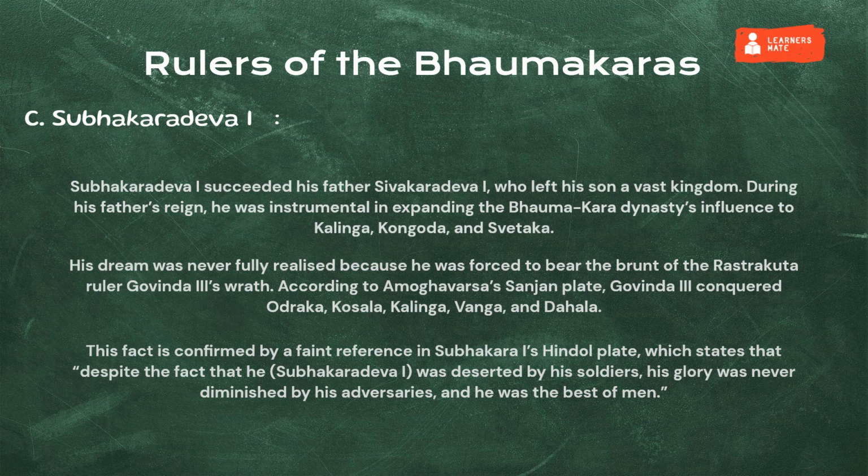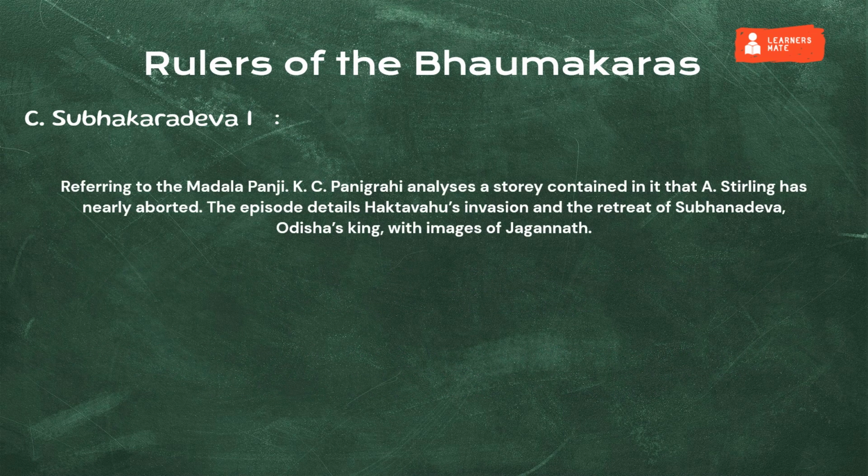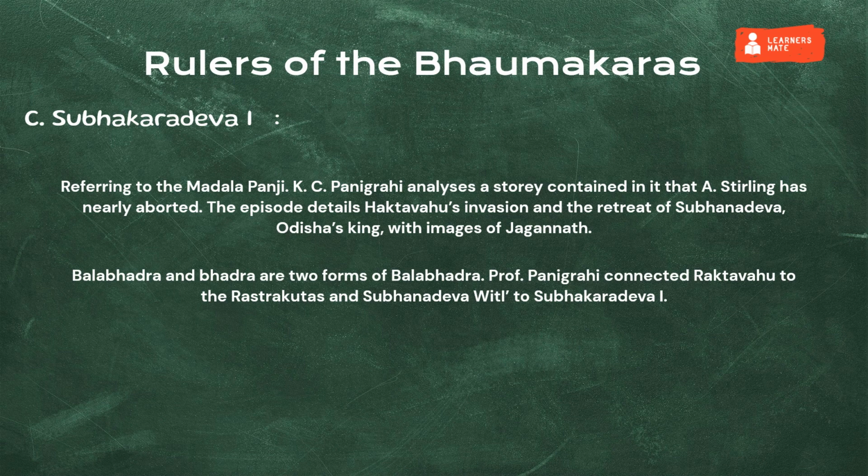Referring to the Madala Panji, K.C. Panigrahi analyzes a story contained in it that A. Stirling has nearly aborted. The episode details Raktavahu's invasion and the retreat of Subhanadeva, Odisha's king, with images of Jagannath, Balabhadra and Subhadra. Professor Panigrahi connected Raktavahu to the Rashtrakutas and Subhanadeva to Subhakaradeva I.